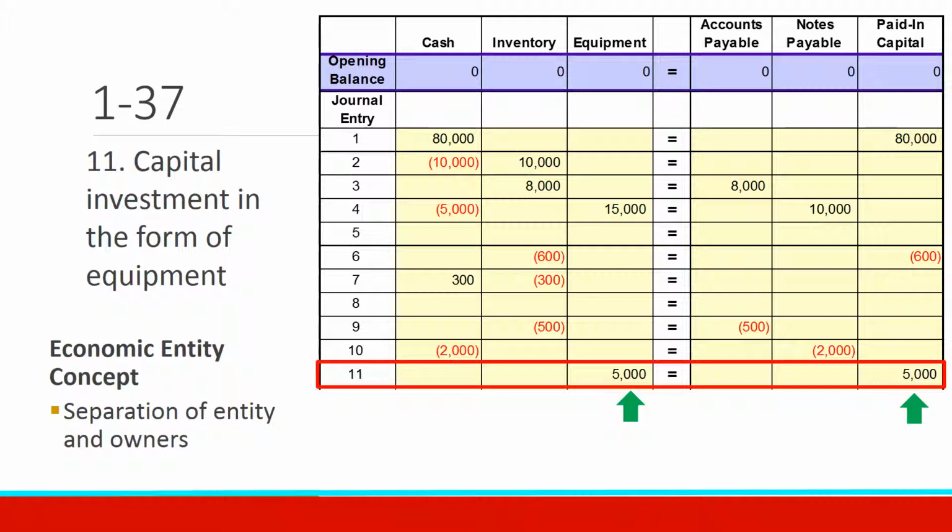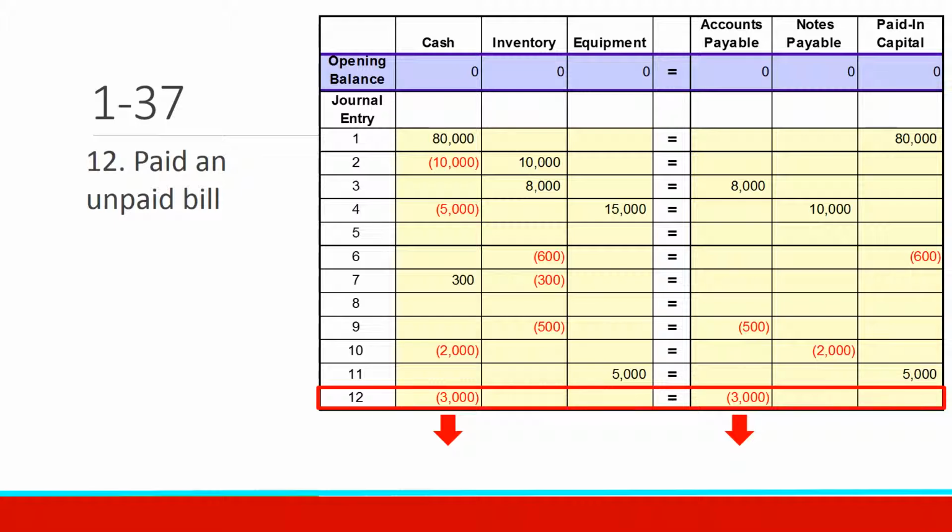So we're going to consider this 5,000 contribution to the business as increasing your investment, and therefore equipment will go up by 5,000 euros on the asset side, and paid in capital, which is an equity account, will go up by 5,000 on the other side of the balance sheet equation. And now in activity number 12, we're going to pay 3,000 on the open account. What that means is we're paying off part of the 8,000 of inventory that we purchased in activity number 3. So this is another example of a reversing entry.